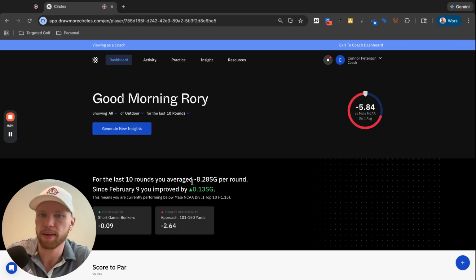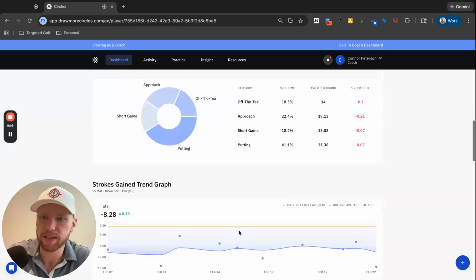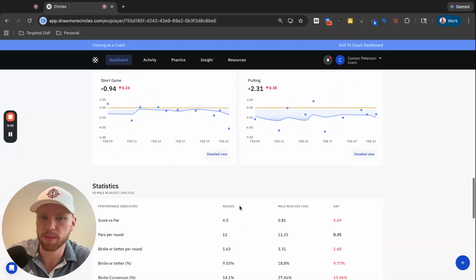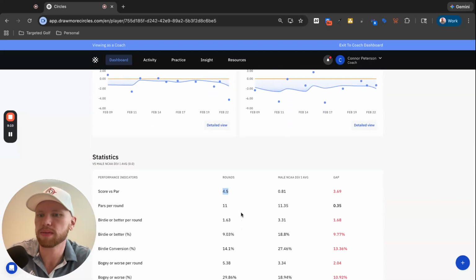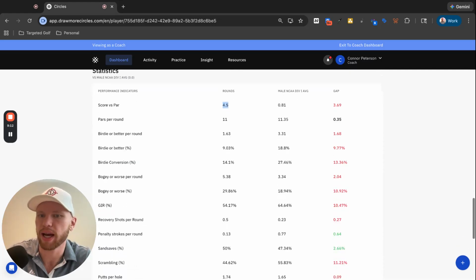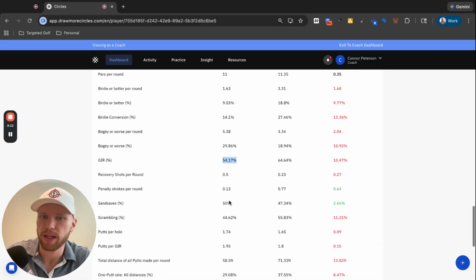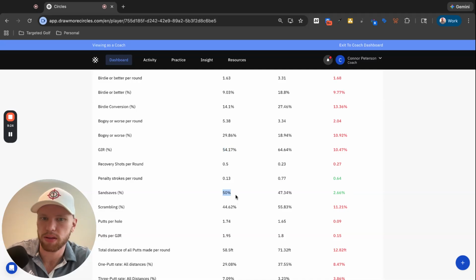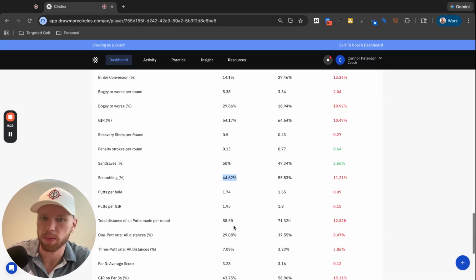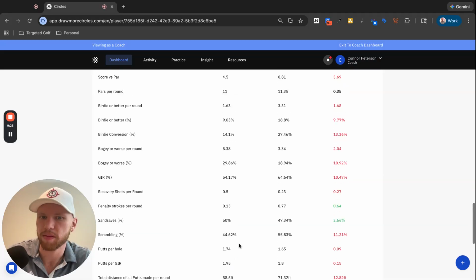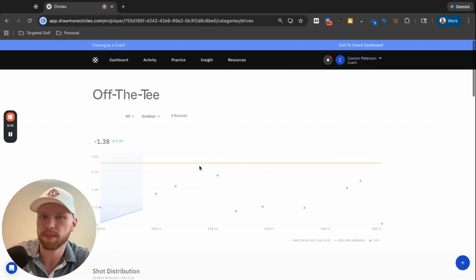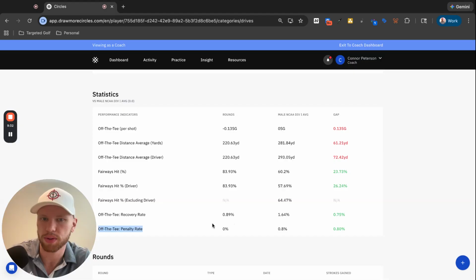Let's go ahead and load that up. And so scoring average across the board here, got a scoring average of 4.5. Now we can start to ask, why do we have a scoring average of 4.5? This is fundamental when I'm doing any type of statistical analysis, right? So we got a birdie conversion rate of 14%, greens in regulation of 54%. We've got a scrambling rate of 44%, a 3-putt rate of 7%, and we've got a penalty rate of 0%.